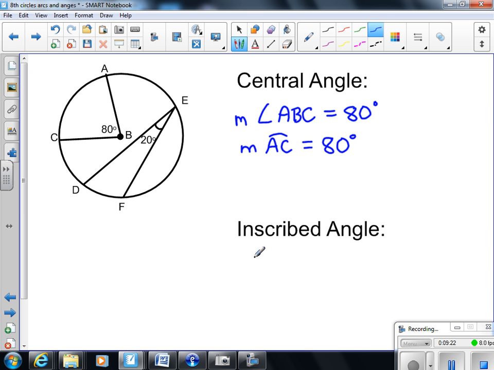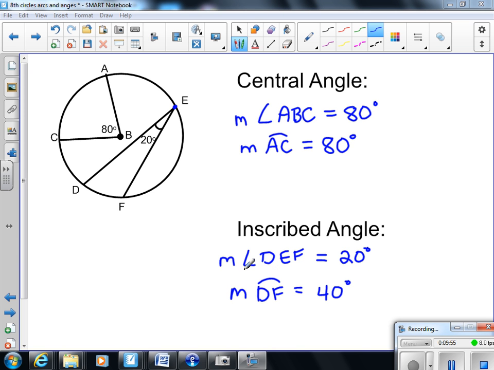Can you give me an inscribed angle? Angle DEF is inscribed because its vertex lies on the circle. And what would the measure of that angle be? It's 20 degrees. Good. What will be the measure then of the corresponding arc, the arc that it intersects, arc DF? Good, it would be doubled, or 40 degrees.